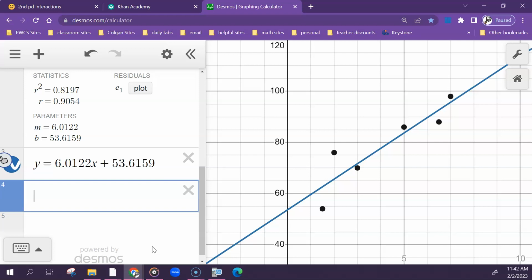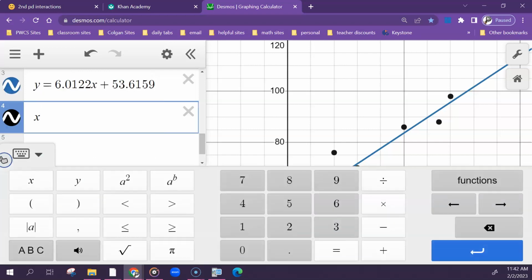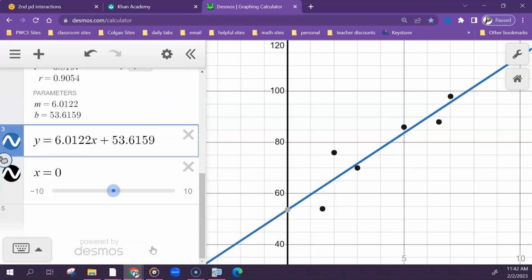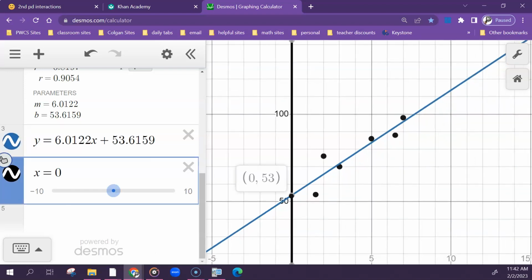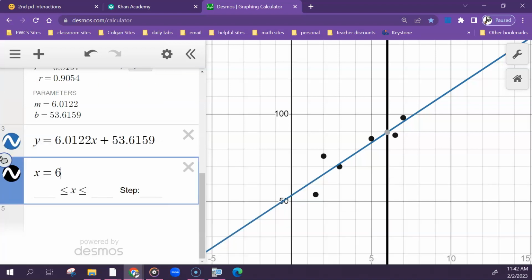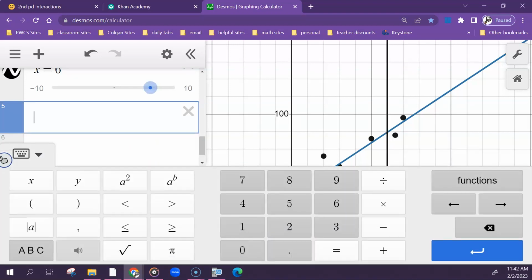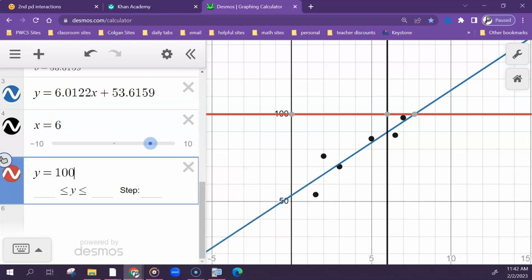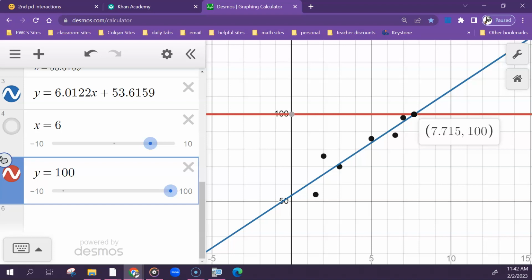So we know that x equals 0. So I'm going to type that in. And I'm going to find where this line and this line intersect. And that will give me my y value that I'm looking for. I could do the same thing for 6. Find where those lines intersect. That would be my y value. This also works for the last one, where we have to find y is greater than 100. So if I say y equals 100, find where this line and my original intersect, and that x value, 7.715, if we wanted to be exact, would be the number of hours needed.